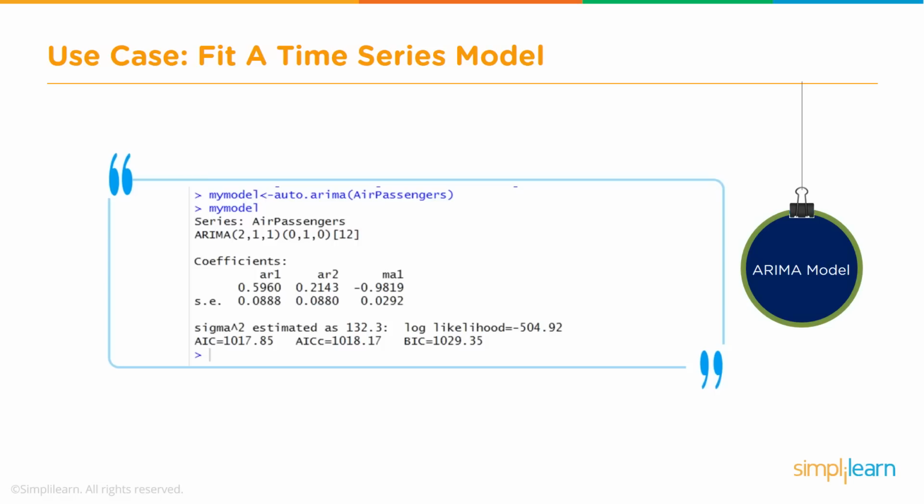So the auto ARIMA function basically tells us what should be the parameters, right? These parameters are the P, D, and Q that we talked about. That's what is being shown here. If we use auto ARIMA, it will take all possible values of these P, D, Q parameters, find out the best value, and then recommend it. So that is the advantage of using auto ARIMA.